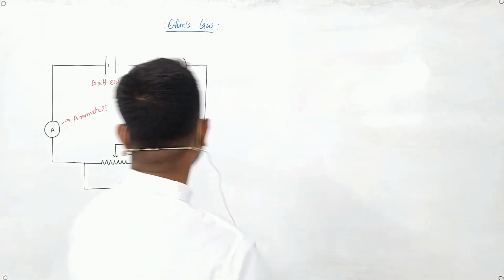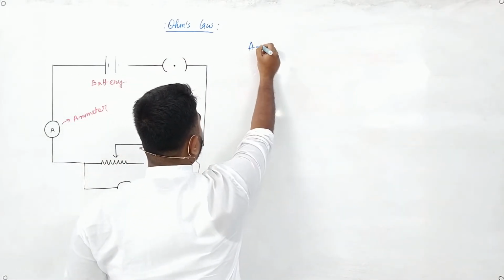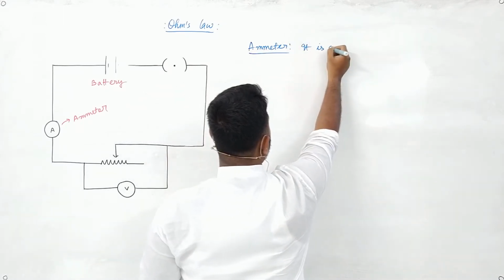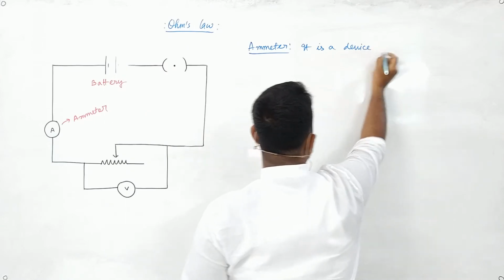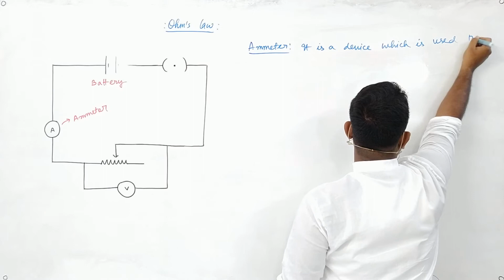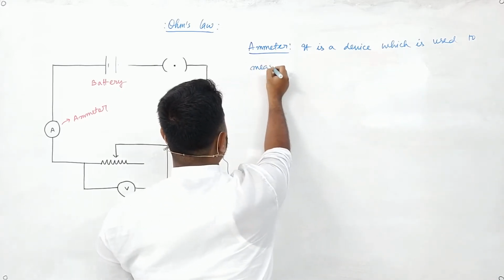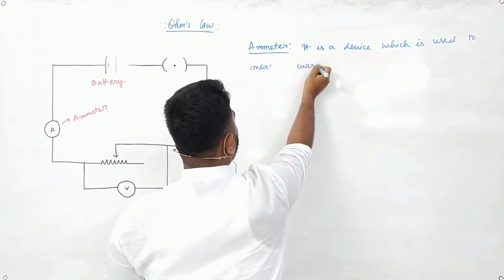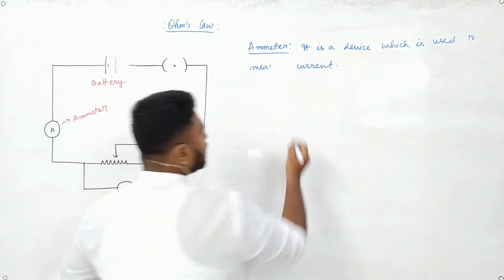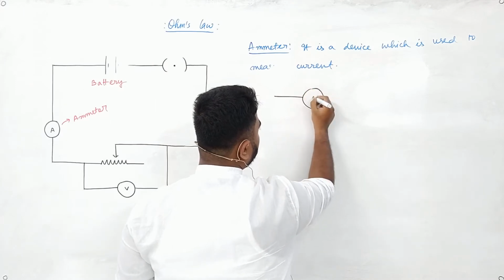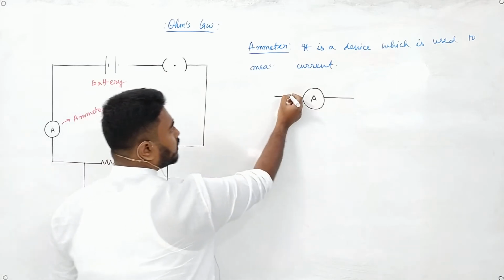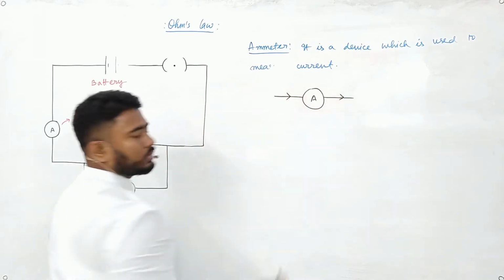Okay, all of you write down what is ammeter. Ammeter, it is a device which is used to measure current. Okay, did we observe one thing, that the ammeter is in line of the wire, right? So see, the current is passing directly through the ammeter.